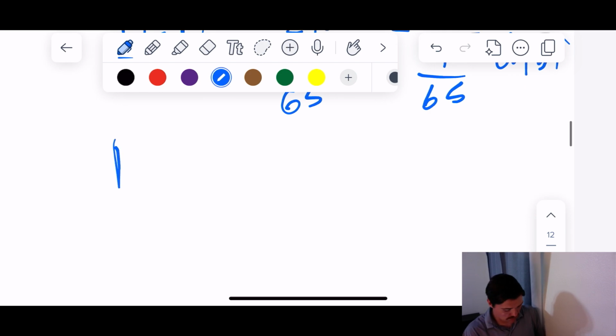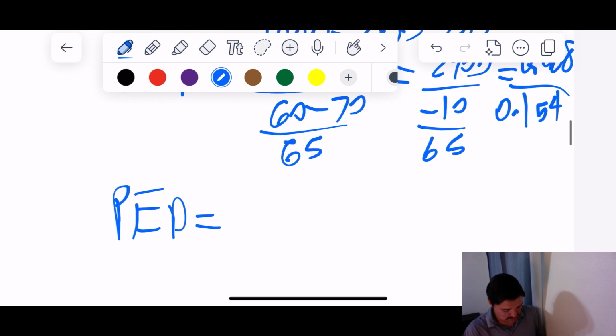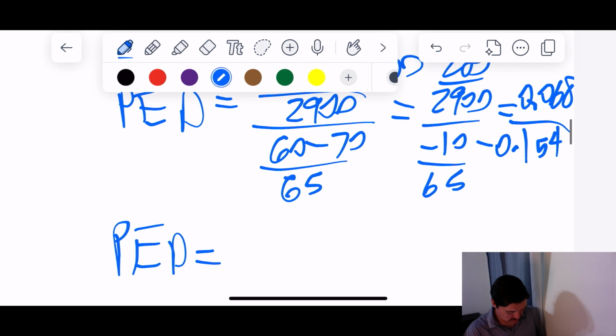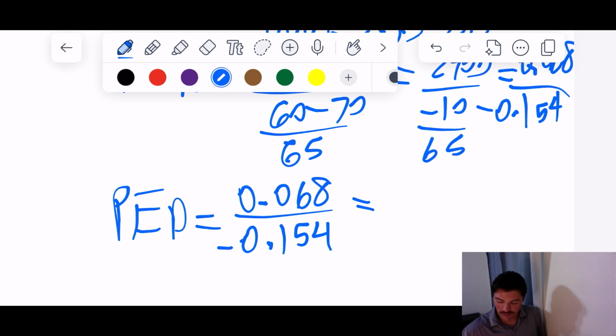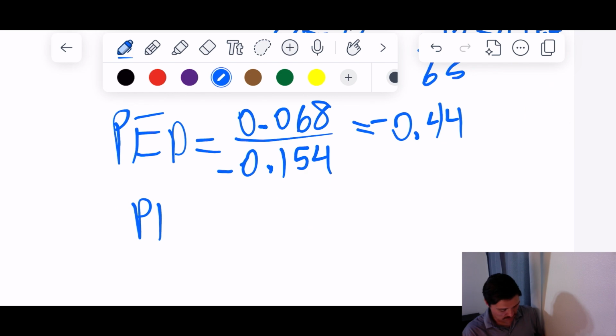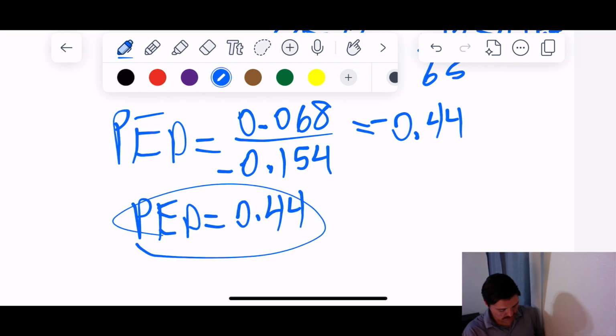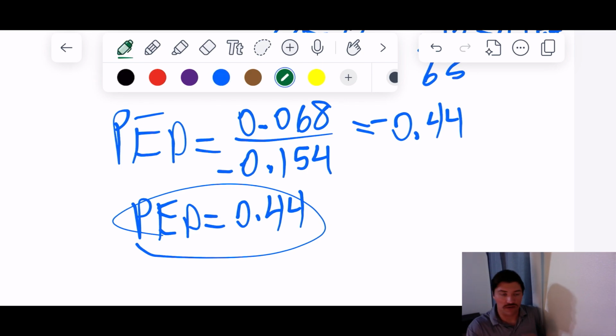divided by 10 divided by 65, which is 0.154. Okay, so now we will take our numbers, and this is a negative, sorry, 0.068 divided by 0.154, and so we should have gotten negative 0.44. But again, we'll take the absolute value here to get 0.44, and that is the elasticity using the midpoint method.